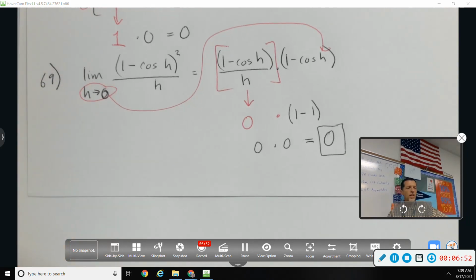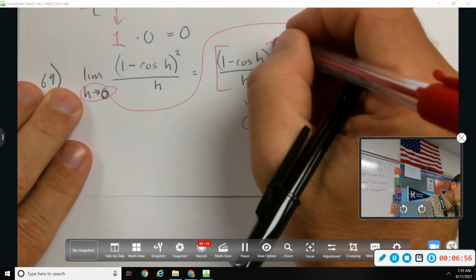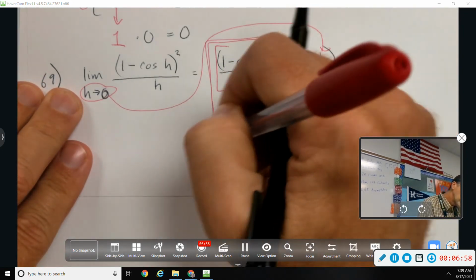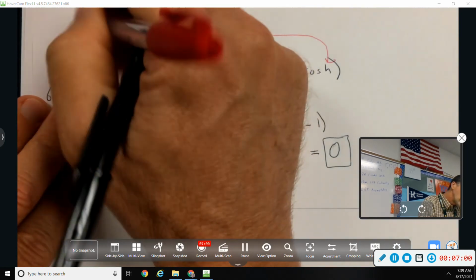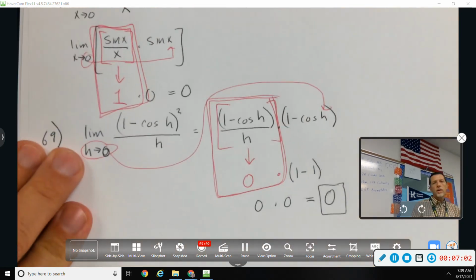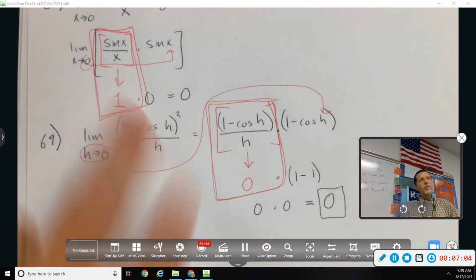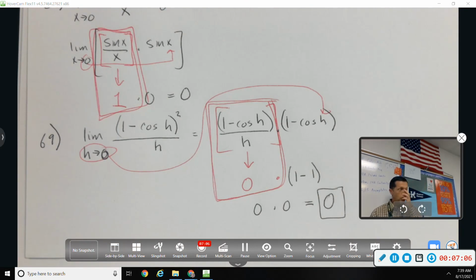So lots of algebra tricks combined with the two new trig limits that we have to know. Combine that with your algebra and with your trig identity stuff, and you do some manipulations and you end up with some answers. So a lot of stuff goes into those trig identities.